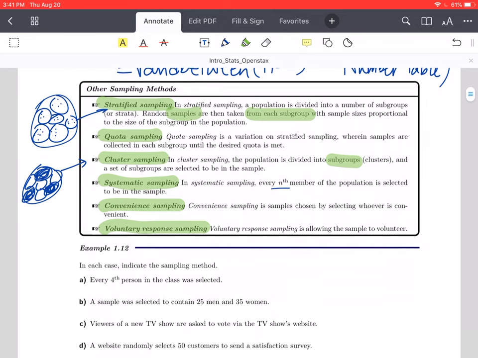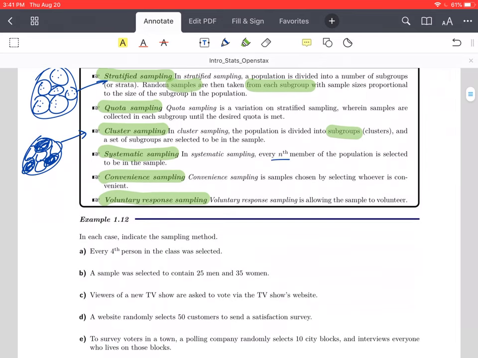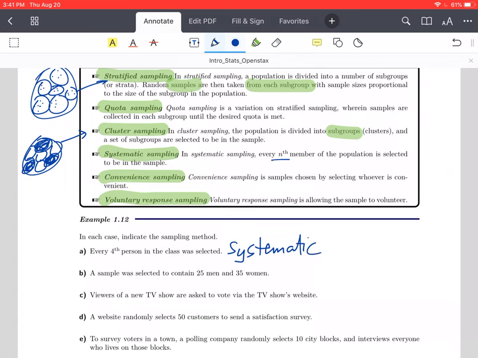So let's look at this example here. In each case, indicate the sampling method. So every fourth person in the class was selected. So think about it, and hopefully when you think about it, you'd see that this is systematic, right? Every fourth person, that's basically just the definition of systematic.